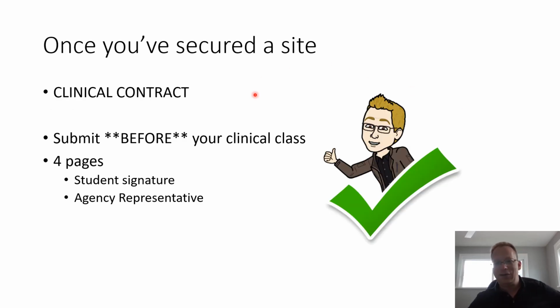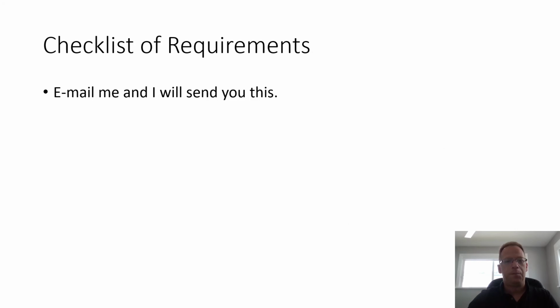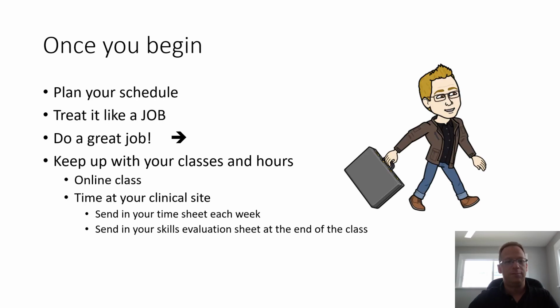Once you've secured a site, awesome work. You've done it. Okay, you have to have a clinical contract. It's basically a 4-page document that has to be signed before you start your clinical procedures course, before you start your clinicals. It has to have a student signature and then the agency representative. So again, yes, you're responsible for signing that as well. For the checklist of requirements, please email me and I will send this to you.